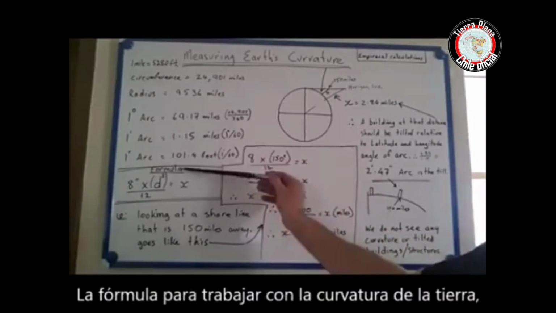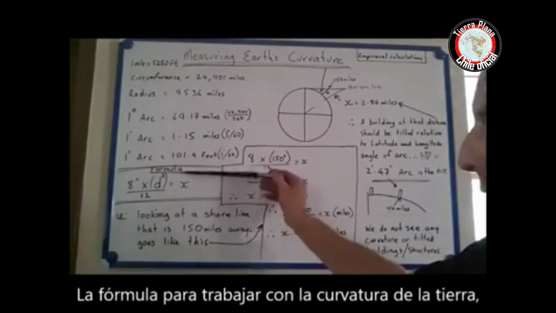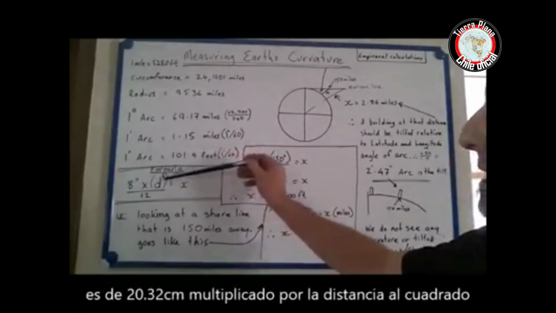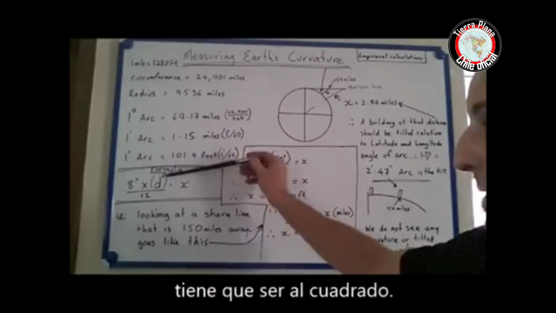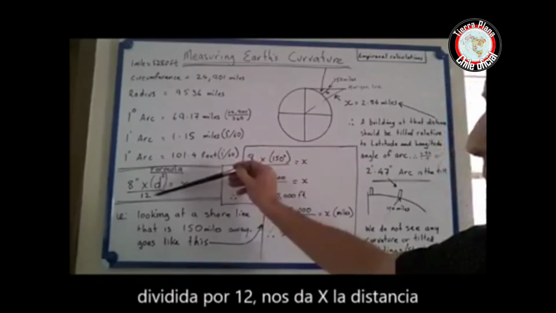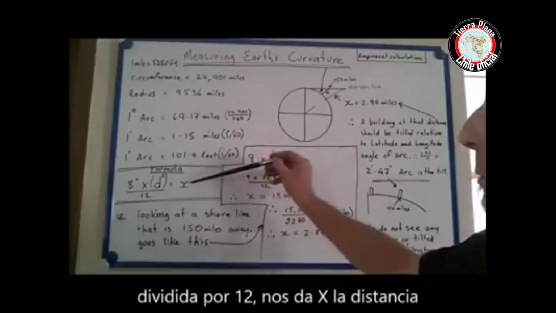The formula for working out the curvature of the Earth is 8 inches multiplied by the distance squared, it must be squared, divided by 12 to give us feet, and that will equal our distance.